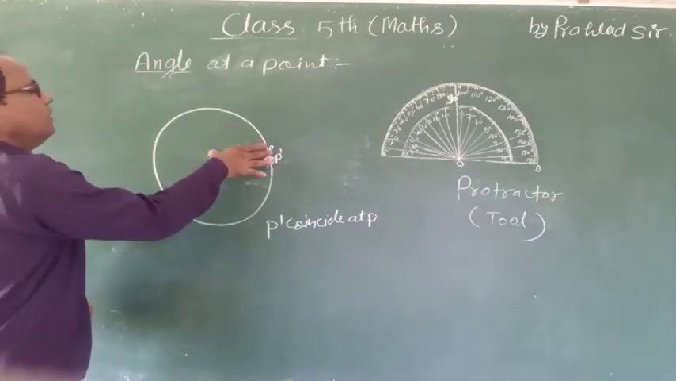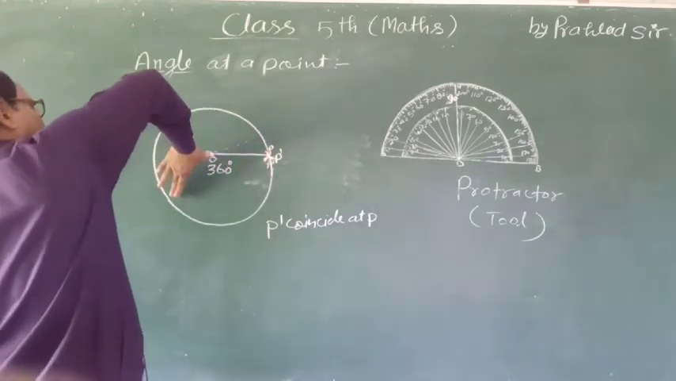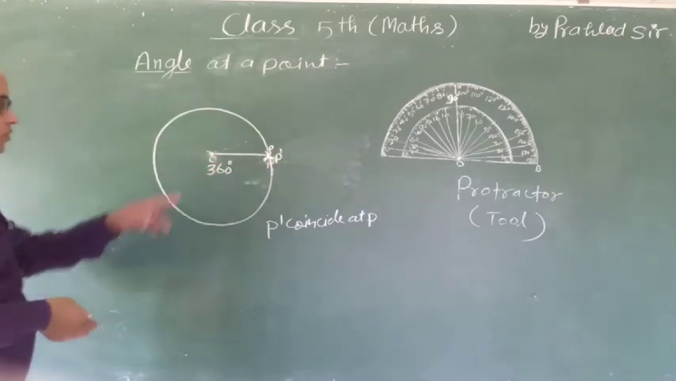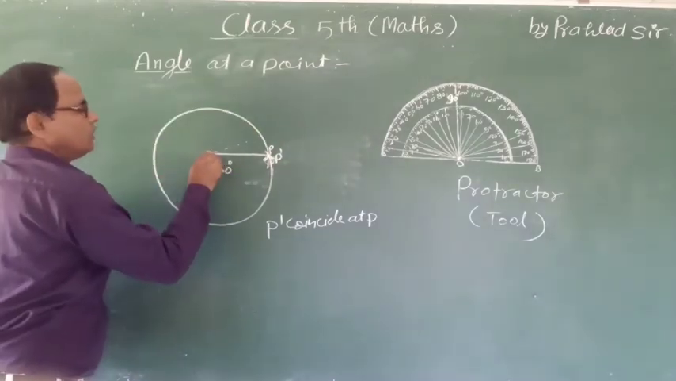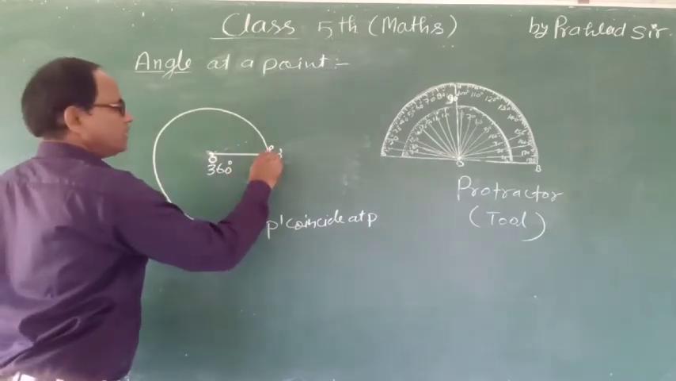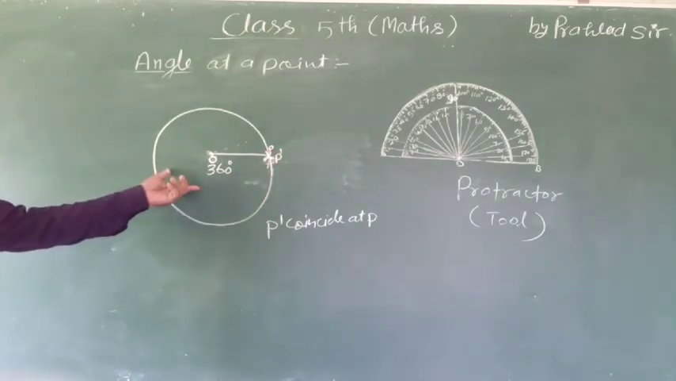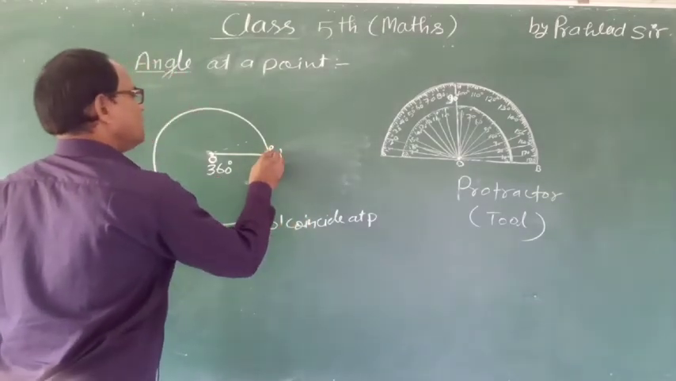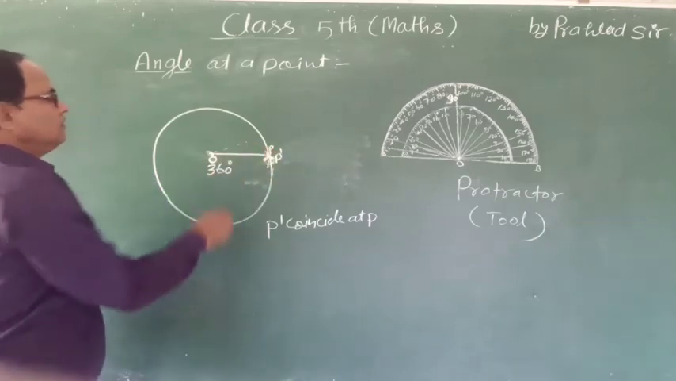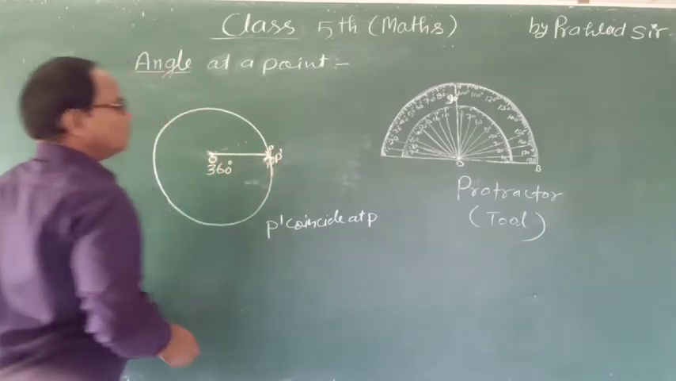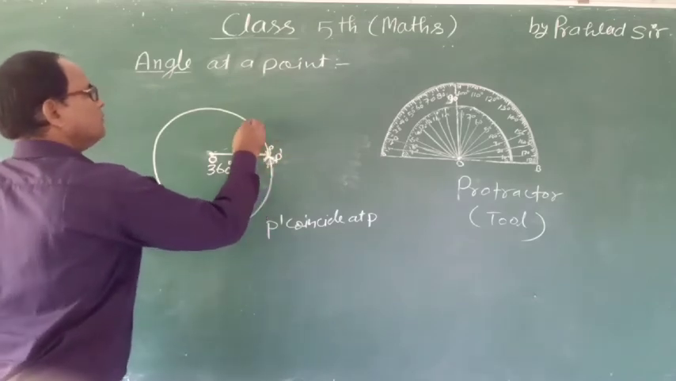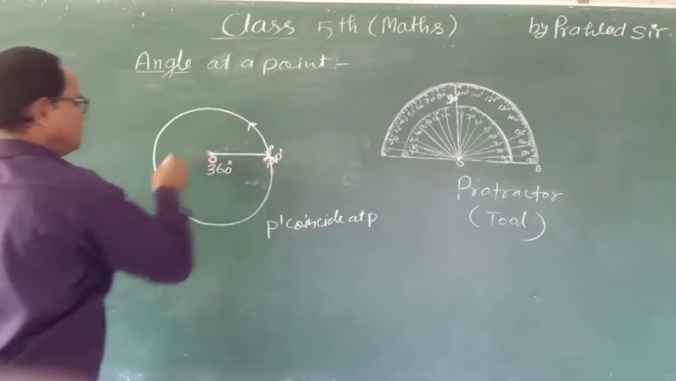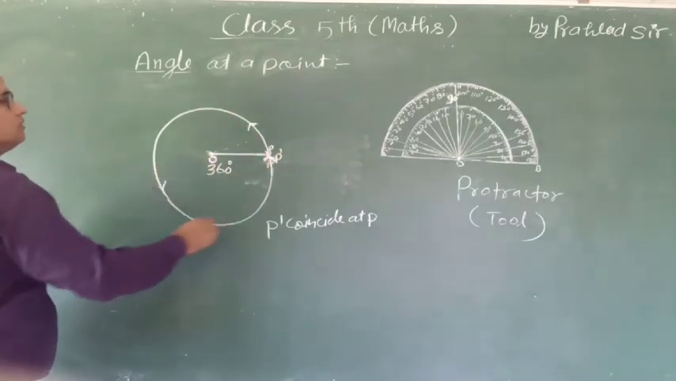Here OP moves around the point O and makes a complete angle, which is 360 degrees. P dash coincides on P. It starts from this point and coincides on this point.